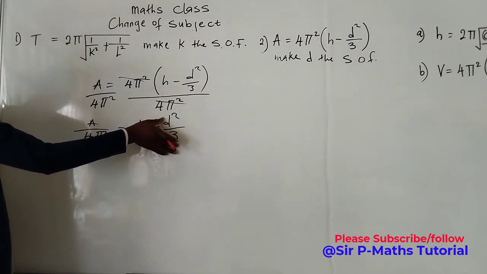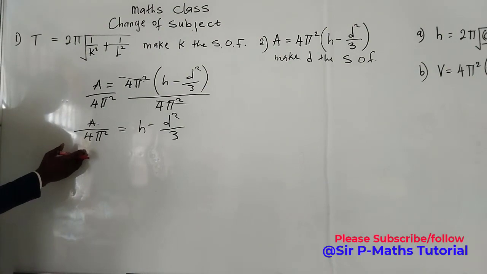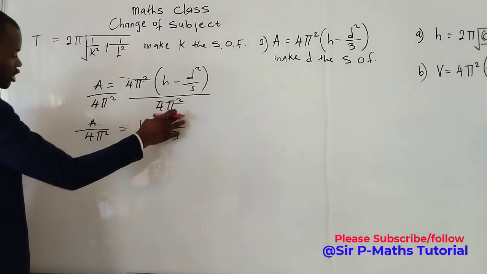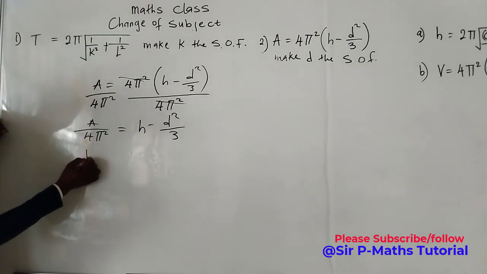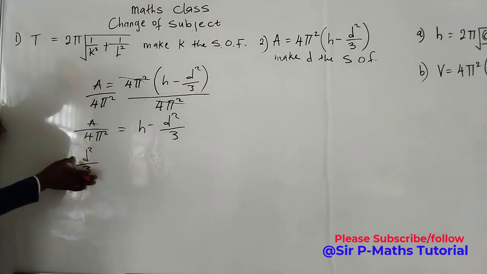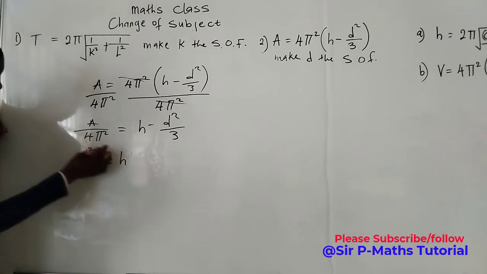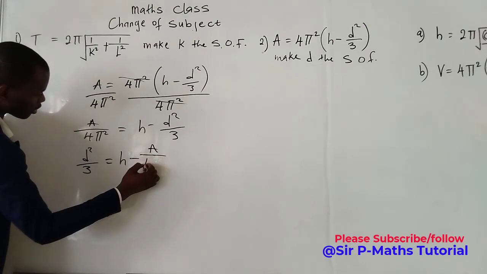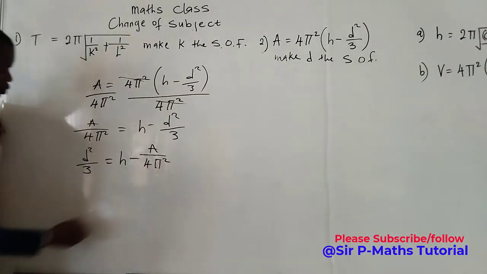We'll carry this squared over 3 across to the left hand side and carry this one across to this side because we want to make d the subject. Alright, so I'll have this squared over 3. It is negative here, so it becomes positive here, equal to h. Positive will cross here and become minus a over 4 pi squared.